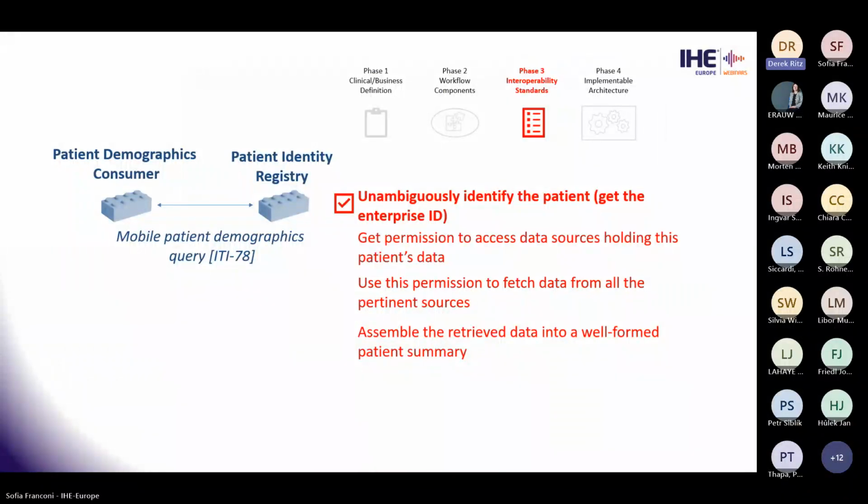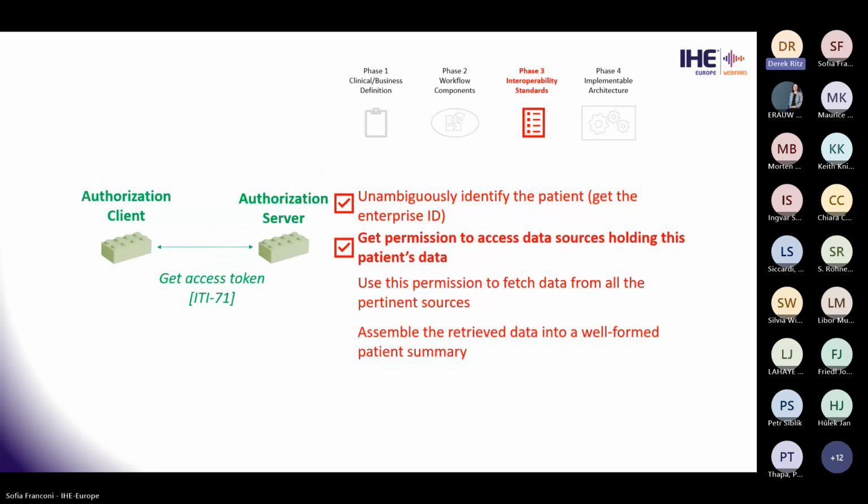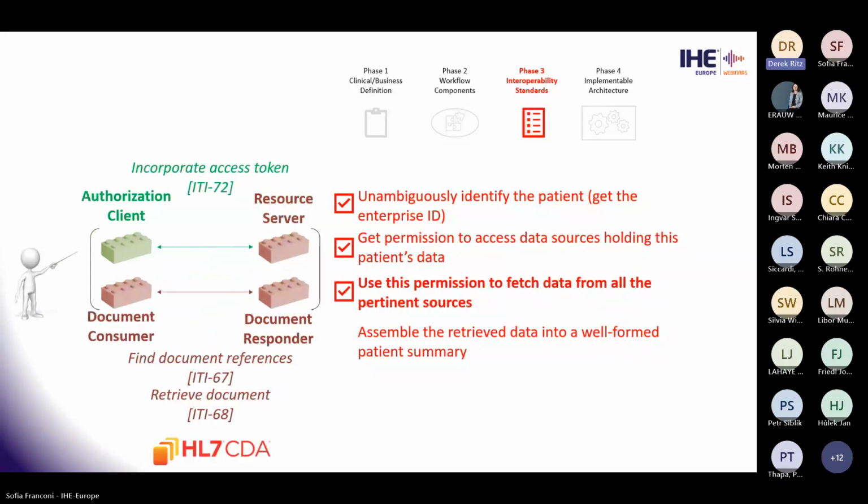Because to do the unambiguous identification of the patient, we would have 2 actors, patient demographic consumer and patient identity registry, and they would do the transaction mobile patient demographics query, which is from the IT infrastructure committee, and it happened to be the 78th transaction that they had defined, ITI 78. To get permission, we would use the authorization client and authorization server, and you would get an OAuth token, ITI 71.